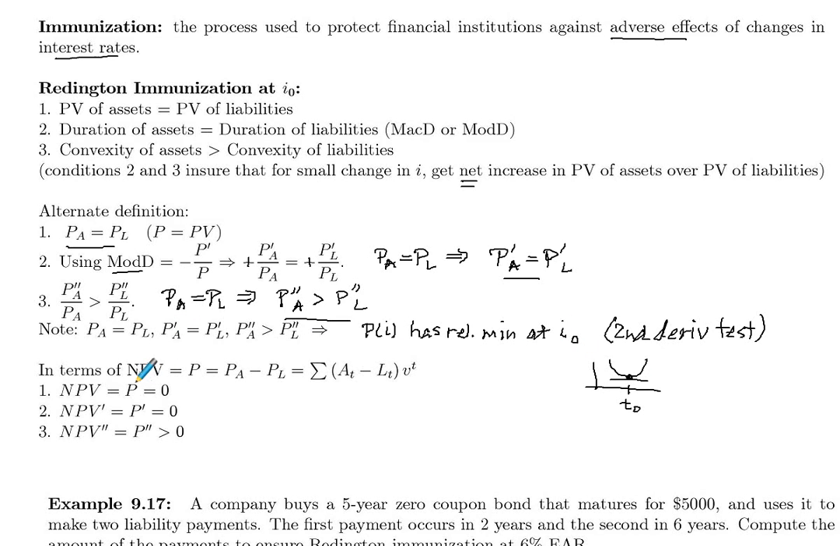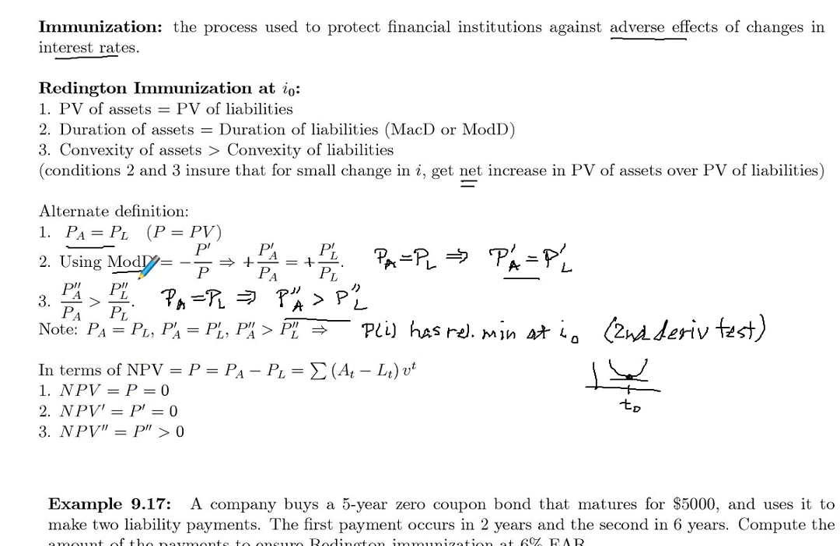So in terms of net flows here, the net present value, we'll call that P, is the present value of the assets minus the present value of the liabilities. Or if you look at the individual cash flows, A sub t being an asset cash flow and L sub t being a liability cash flow, if you take the present value of each one of those net cash flows, asset minus liability, and bring them all back, that's what P is, the net present value. Okay, then this first condition here is just saying that the net present value, P, has to equal 0.